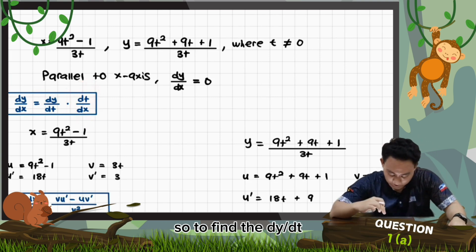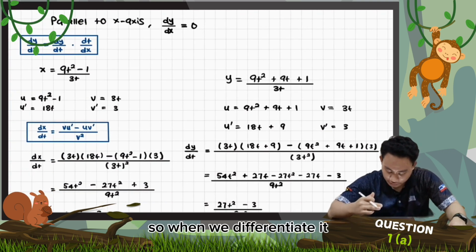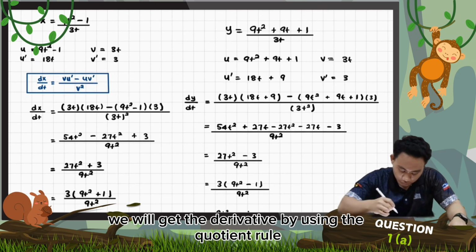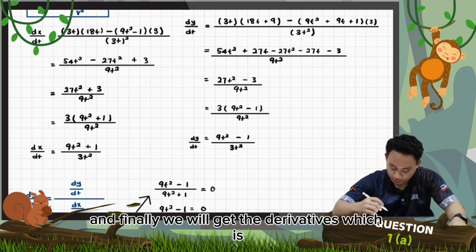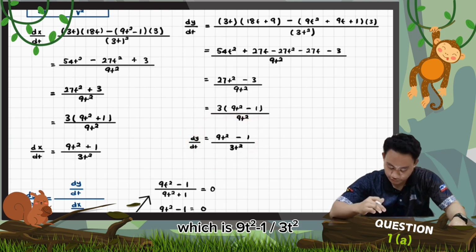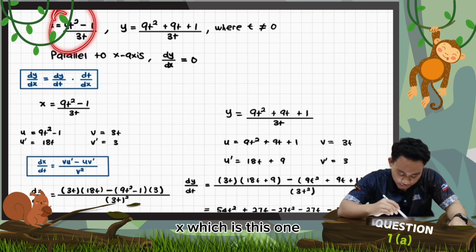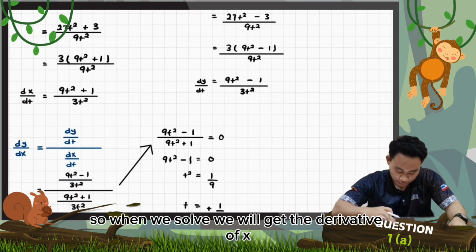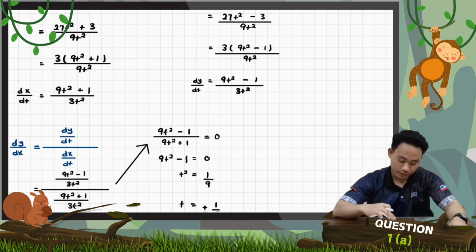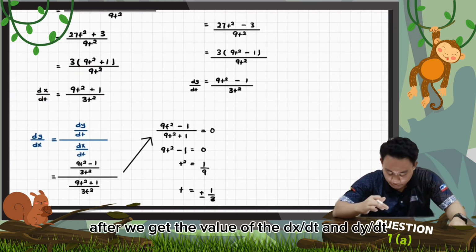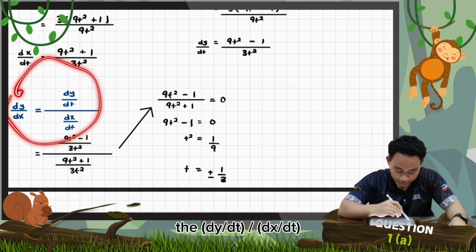To find dy/dt we differentiate y using the quotient rule, and we get dy/dt equals (9t² − 1)/(3t²). We apply the same quotient rule method to x, and we get dx/dt equals (9t² + 1)/(3t²). After we get dx/dt and dy/dt, we can substitute into our chain rule, dy/dt over dx/dt.